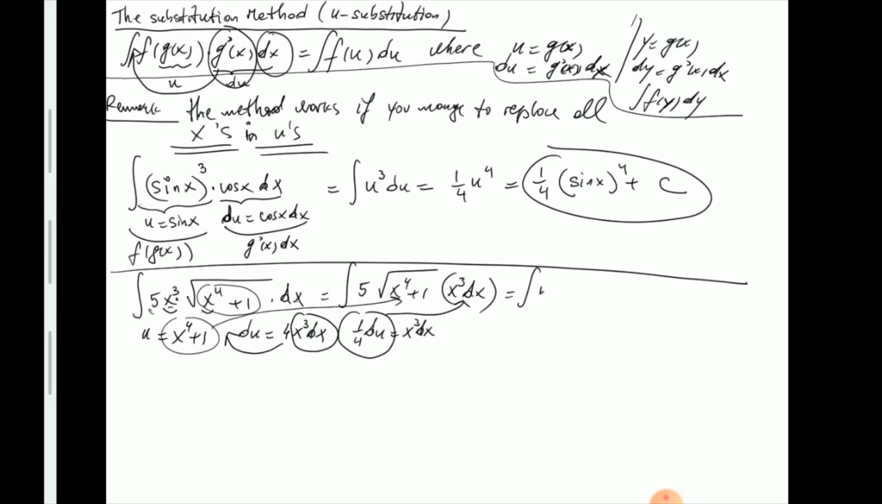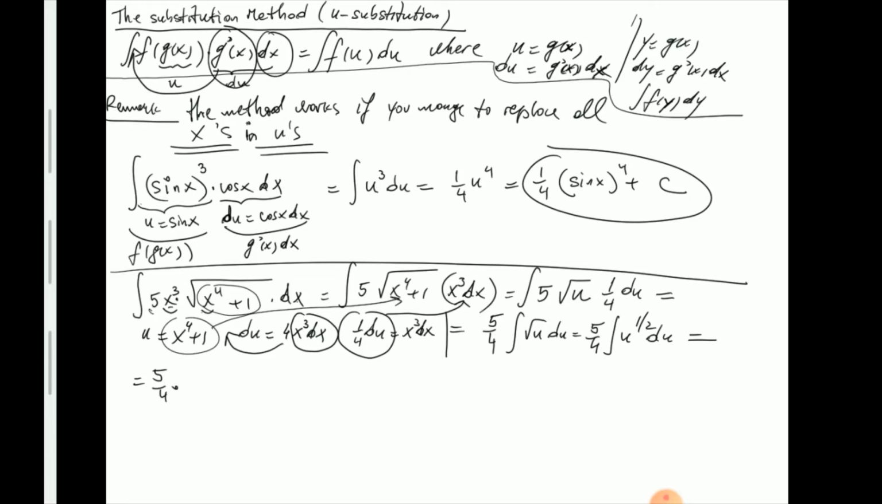So now the integral is 5 square root of u times 1 over 4 du. So now you notice why that constant 5, which was not the constant that we had before, doesn't really matter, because all constants multiplied by the function can be pulled out of the integral, and then it's just square root of u to be integrated. Write it as a power, and then use the power rule.